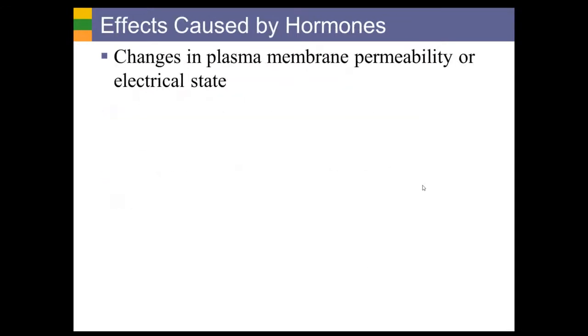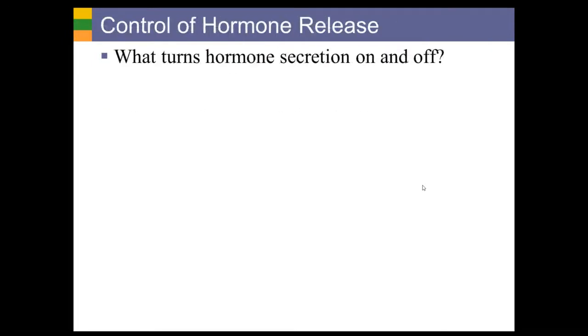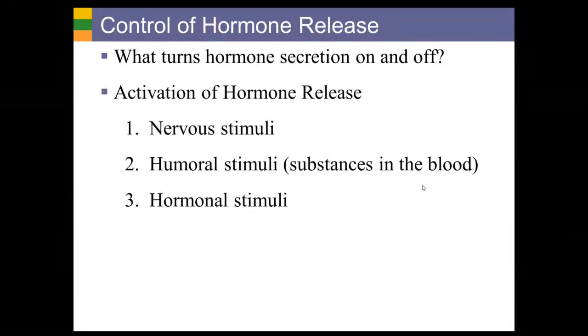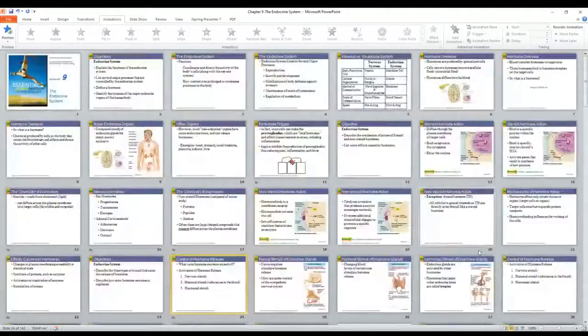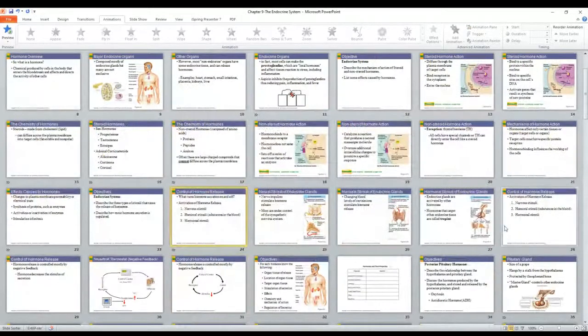Okay, and then we talked about, okay, well, what causes hormones to be secreted? And basically all stimuli or changes fall into 3 categories. Either it's the nervous system, it's some substance in the blood, or it's some other hormone. Okay, and that's where we left off. So I want to pick up where we left off.